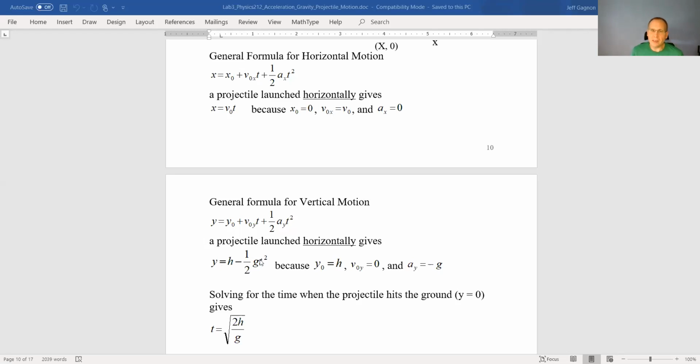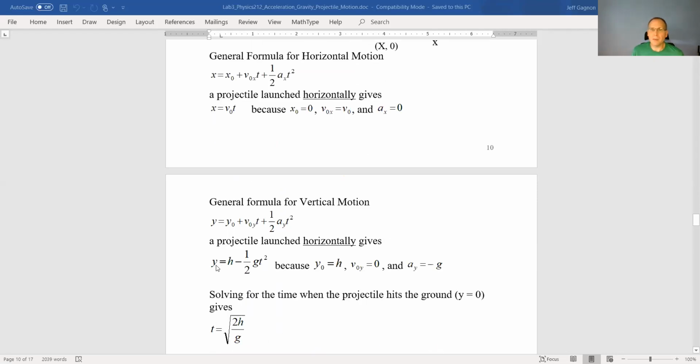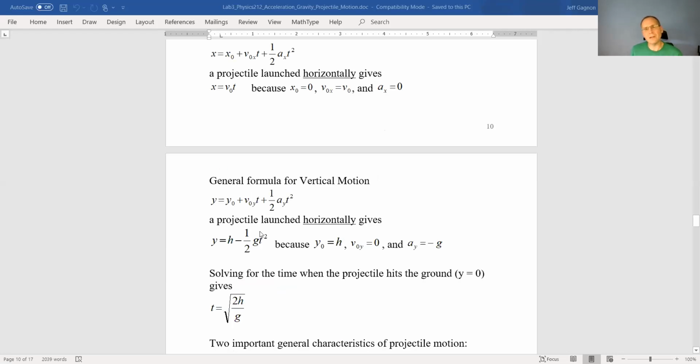Now, if we solve this equation for when Y equals 0, so again, if we go back to the picture, Y equals 0 means this position right here, when it hits or right before it hits the ground, that is going to give us the time of flight. So if we set Y equals 0 in this equation and we solve for t, that's going to be the time it takes to go from it being launched to hitting the ground. So we call that the time of flight of the ball. We're going to need that for later in the experiment.